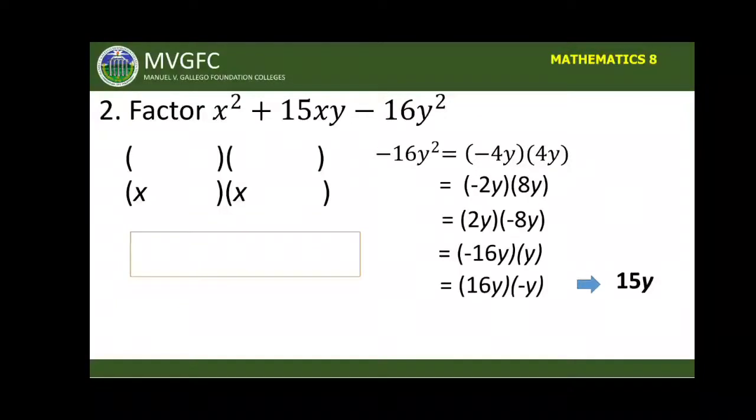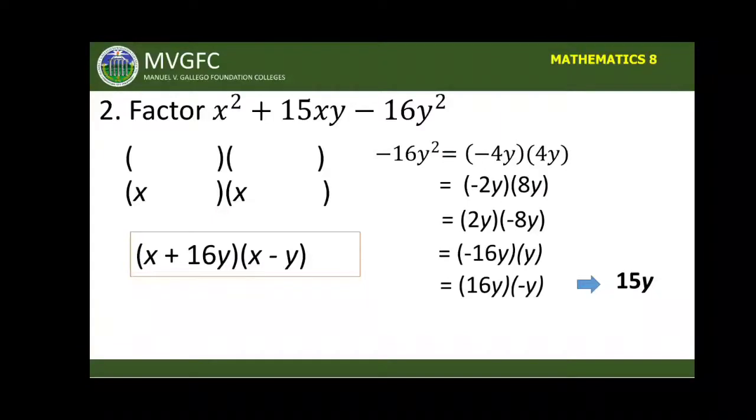Now, looking at the last term, we have negative 16y squared. That is why, in the given examples na ginawa ko, nilagyan ko siya ng y. Okay? So, do not forget that. So, ayun siya, nag-result siya ng 15y. So, meaning to say, among the list of terms na binigay ni Ma'am C, you can choose 16y and negative y to be the last term of each binomial.